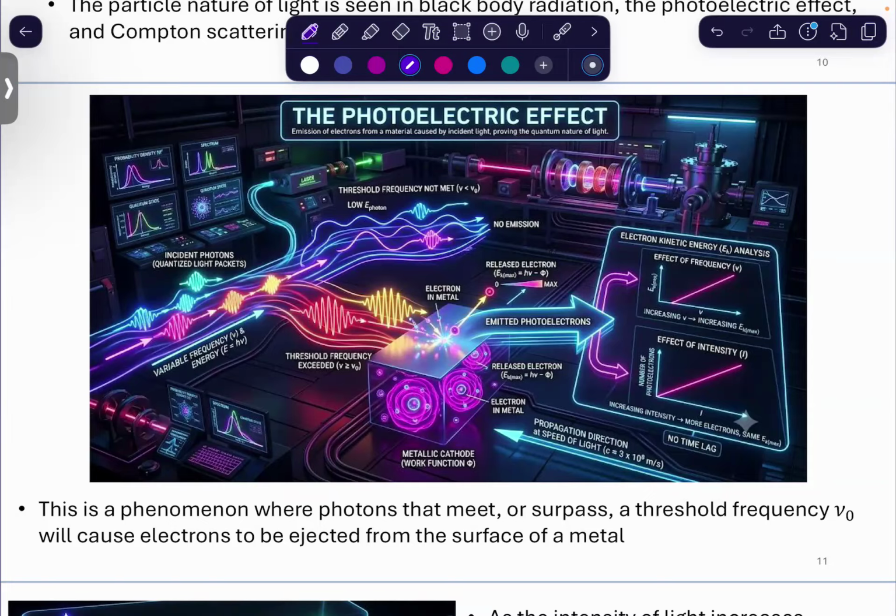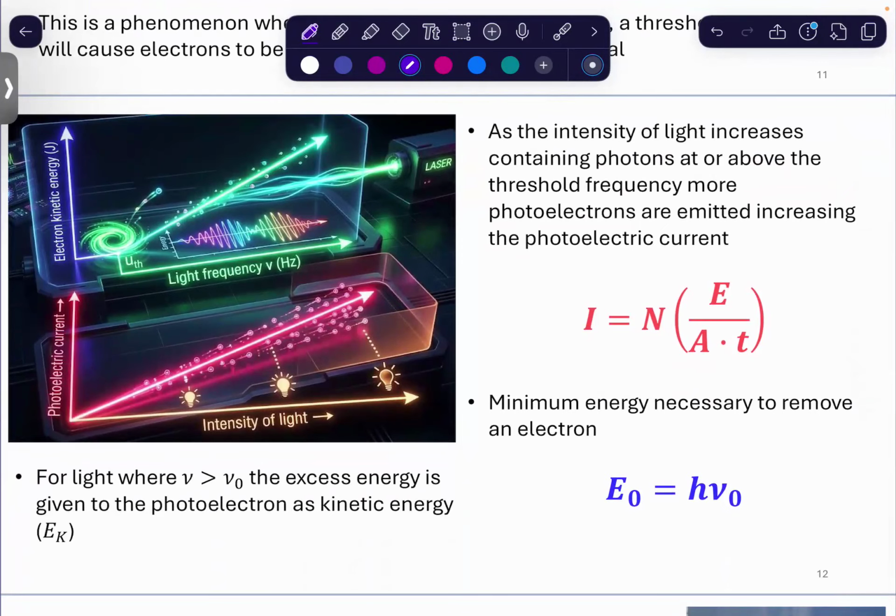As the intensity of light containing photons at or above this threshold frequency increases, the more photoelectrons you're going to get, and so, for example, the more current you could get. A good way to think of intensity here is: E is the energy of your photon, A is the surface area the photons are hitting, t is time in seconds, and N is your number of photons. You can see that the bigger N gets, the more intense your light beam is.